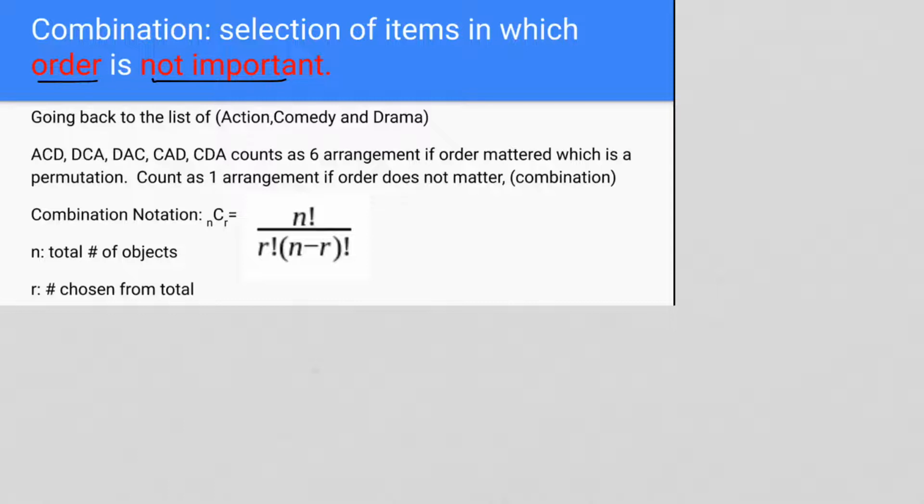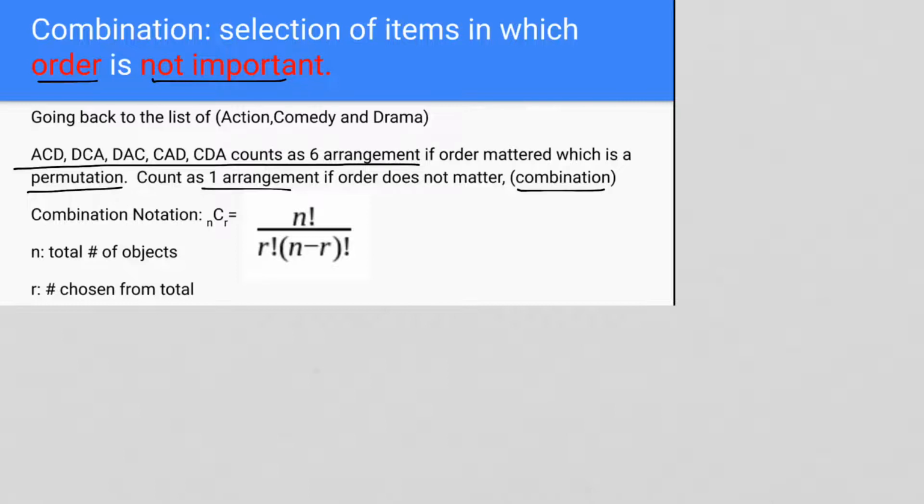So if order mattered, which is a permutation, how many possible arrangements could there be of those 3 types of movies? There would be 6. 6 of them that are important. If order did not matter of choosing it, then this would be a combination. And then they would only have one possible arrangement because they're all the same anyway, because order doesn't matter. So a combination would have only one thing here. Didn't matter the order as it did for a permutation.